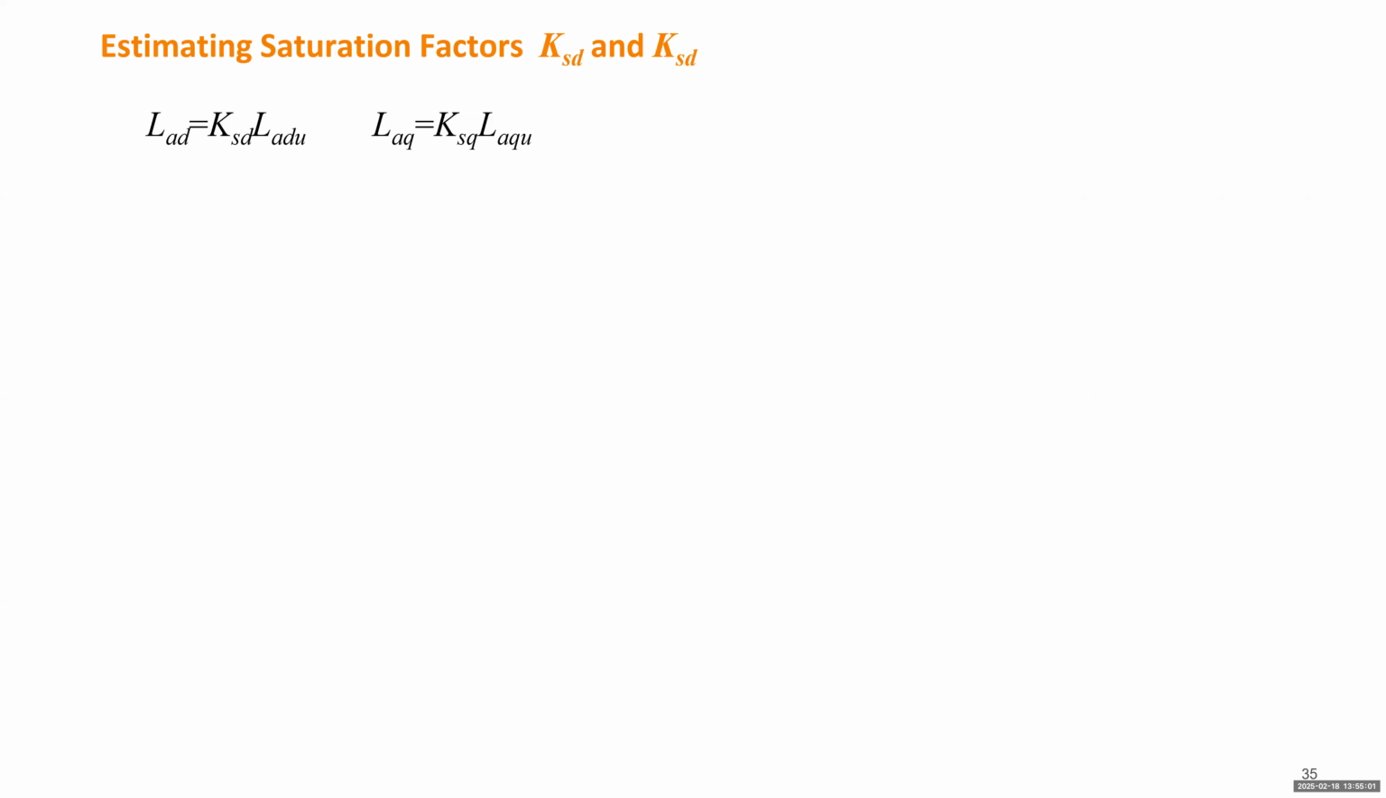Okay, so now we can introduce two factors that just indicate the scale, how much the generator is saturated. If that factor is 1, it means no saturation. If it's lower than 1, it means there is saturation.